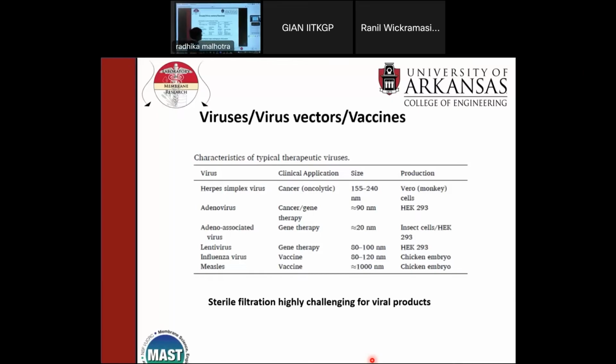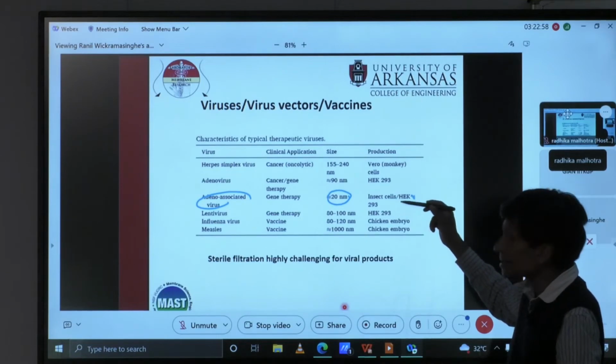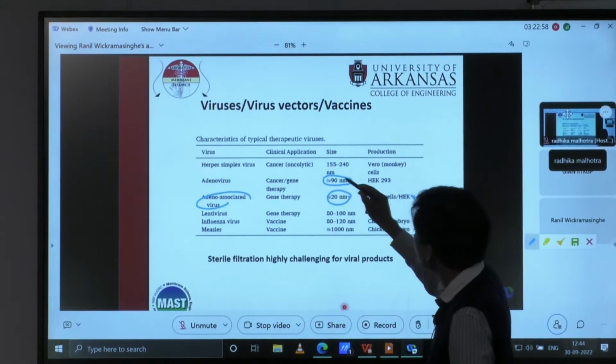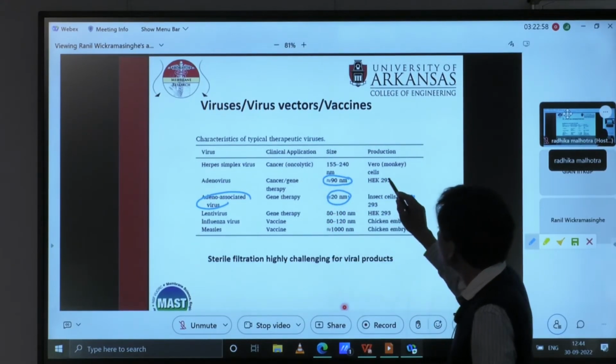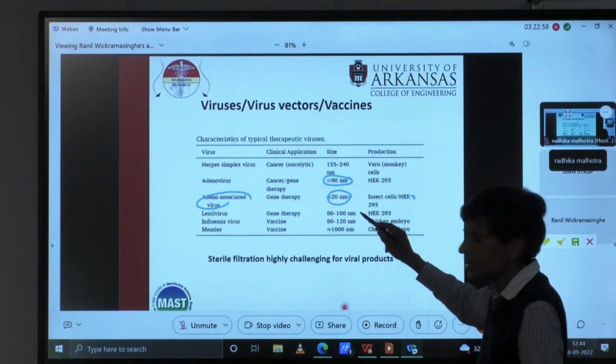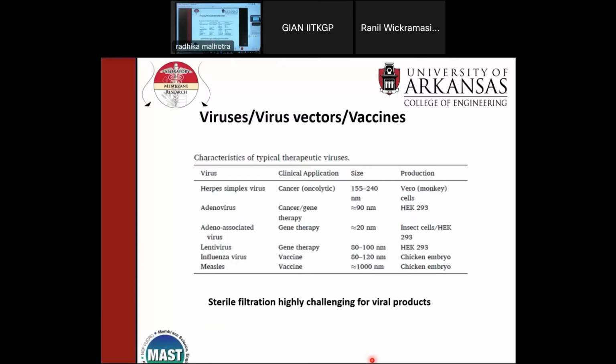They're pretty small, and they're grown using insect cells and these human embryonic kidney cells, and they also need adenovirus, otherwise it can't be developed. Adenovirus, you can see here, is about 90 nanometers. It's used in cancer gene therapy, grown in human embryonic kidney cells. 293 is the cell line, the same cell line, which makes sense, okay? If you think of 90 nanometers and a 0.2 micron pore size, it's getting a little tricky, right? It's getting closer.